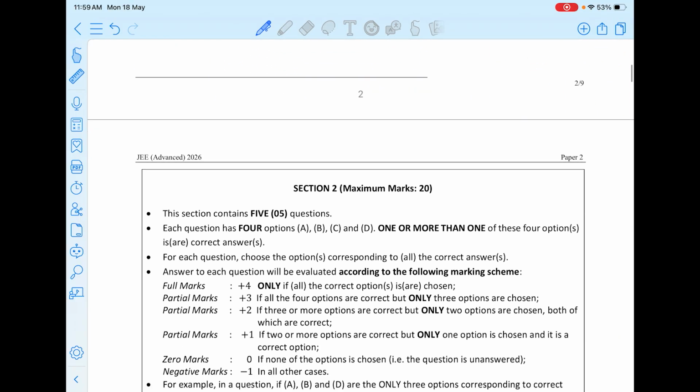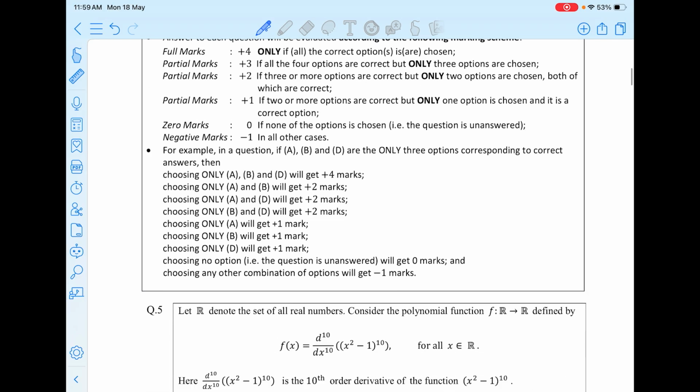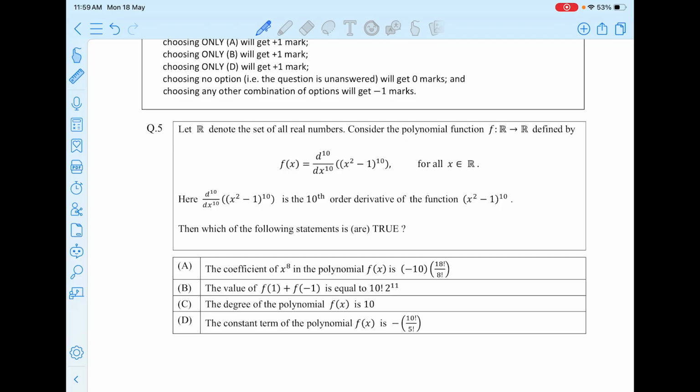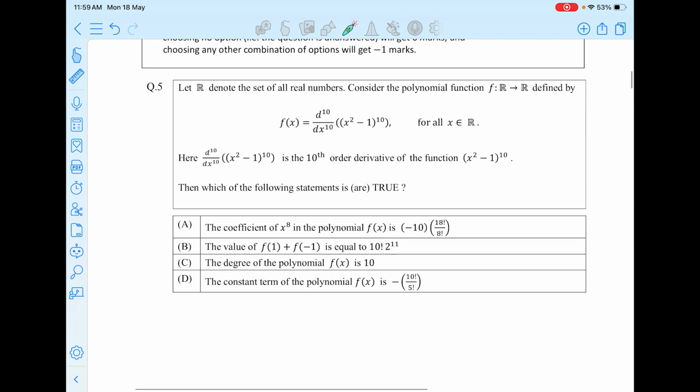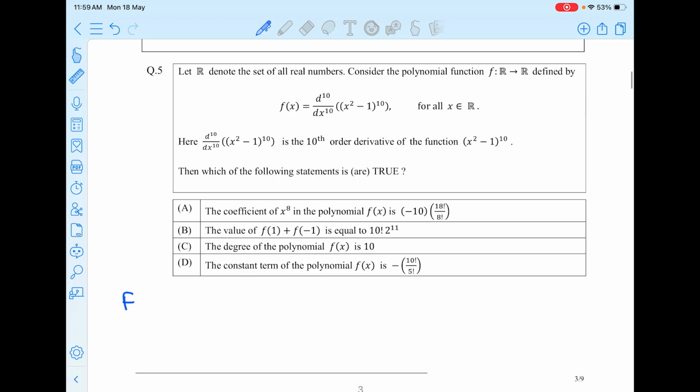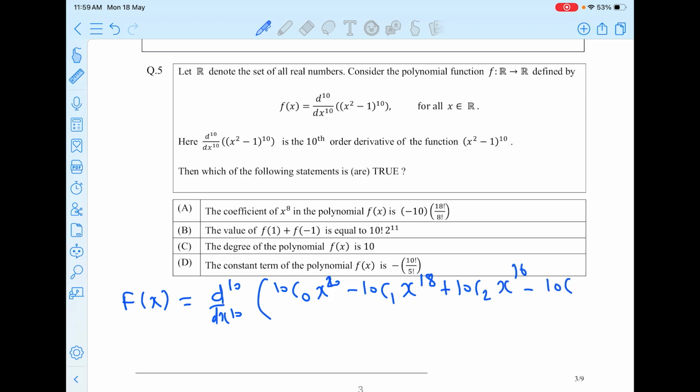Next they are asking question 5, one or more than one correct. Now R denotes the set of real numbers, consider the polynomial given. Initially, how to differentiate 10 times, you may find it difficult, but actually if you just expand using binomial expansion, (x square minus 1) power 10, it will be 10c0 x power 20 minus 10c1 x power 18 plus 10c2 x power 16 minus 10c3 x power 14 plus 10c4 x power 12 minus 10c5 x power 10 plus 10c6 x power 8 and so on.